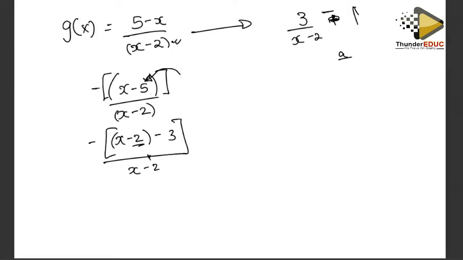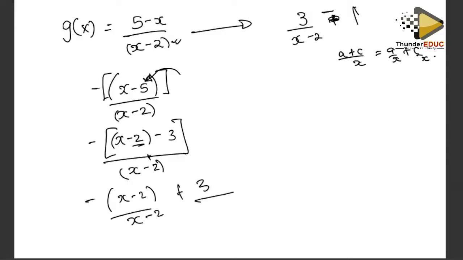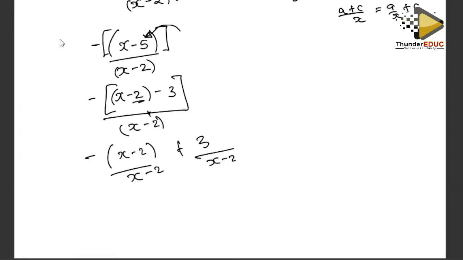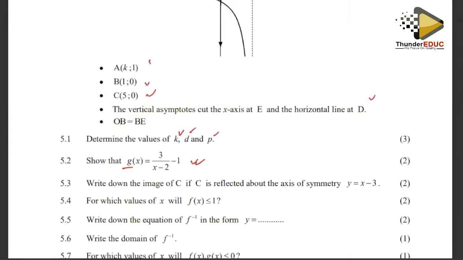We know that a plus c over x is the same as a over x plus c over x. So I'll treat this like one term, meaning that it's a negative x minus 2 over x minus 2. Negative and negative shall have a plus 3 over x minus 2. We can already see that this is going to cancel that. You get your negative 1 plus 3 over x minus 2. So this is what the question wanted: 3 over x minus 2 minus 1. Okay, so that is done.